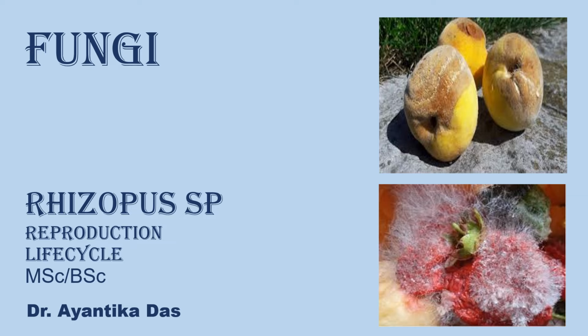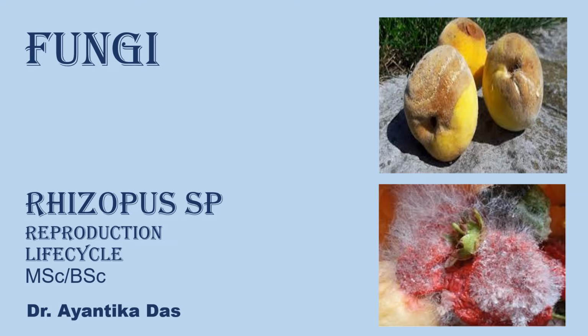But apart from this negative economic loss, there is also certain economic importance to it. For example, various species of Rhizopus are responsible for the production of industrially important products like lactic acid, formic acid, citric acid, as well as oxalic acid.